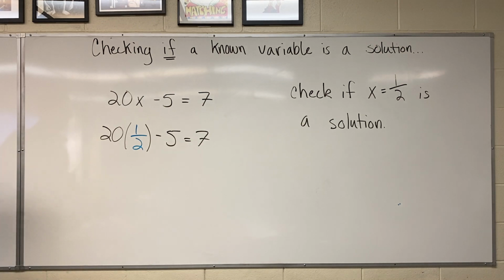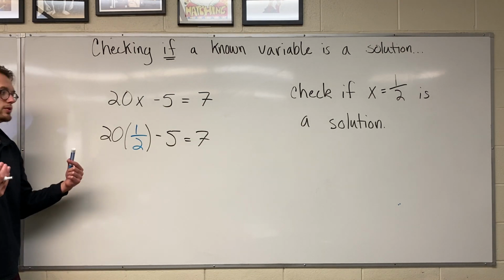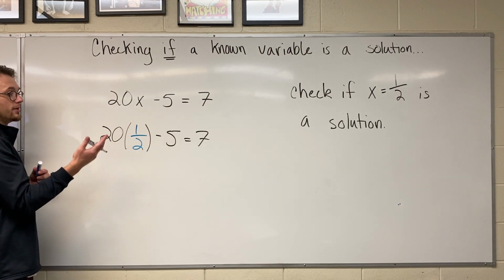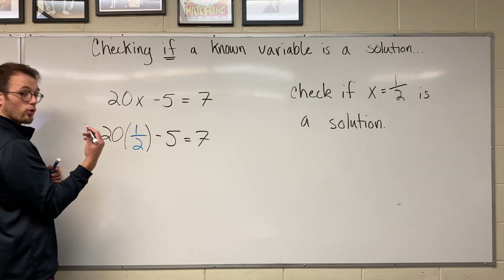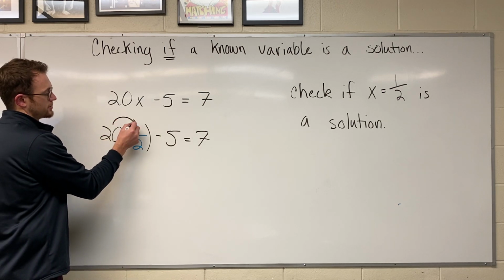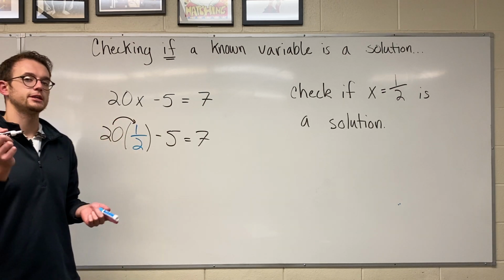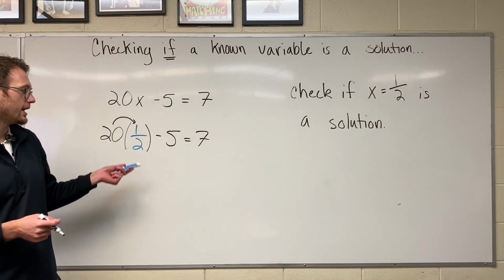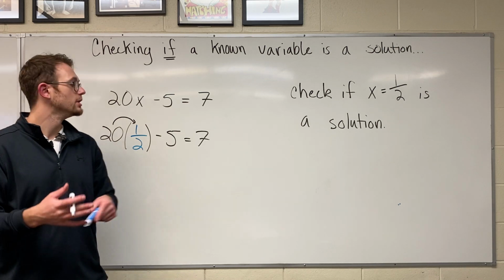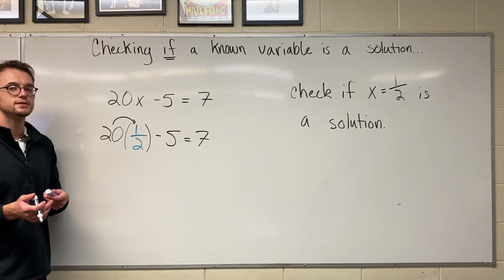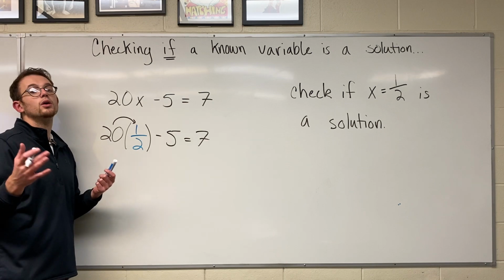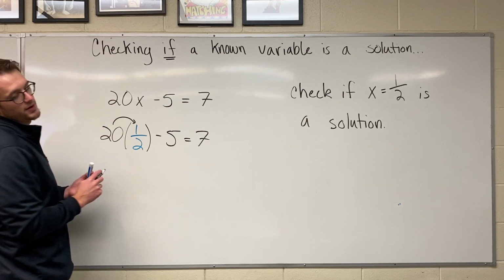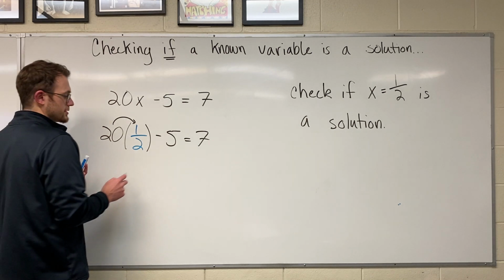All right. If I'm following PEMDAS, I do parentheses first. Well, that's simplified. Then I do exponents, no exponents. Then I do multiplication or division. Multiplication is the only thing here, so let's multiply 20 times 1/2. Whenever you multiply by a fraction, you're technically dividing by the denominator, what's on bottom. So 20 times 1/2 is the same thing as 20 divided by 2. What is 20 divided by 2? Yes, the answer is 10.